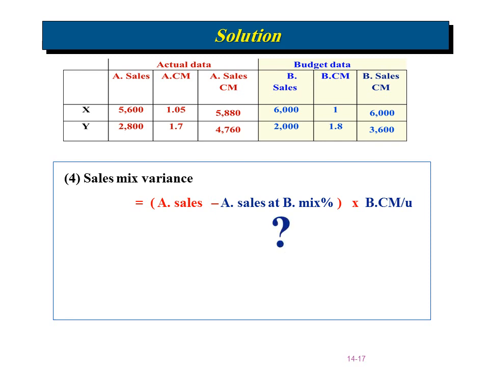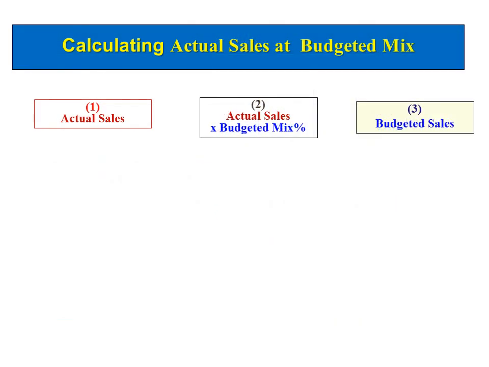So my problem here is to calculate. In my table, I have actual sales and budgeted contribution margin per unit, but I don't have actual sales at budgeted mix percentage. So I have to calculate these new units. Do you remember? I will repeat again.